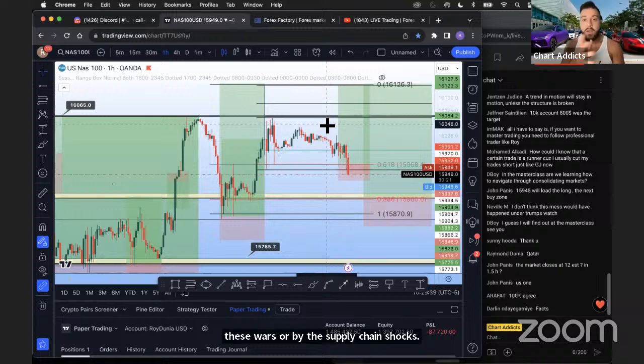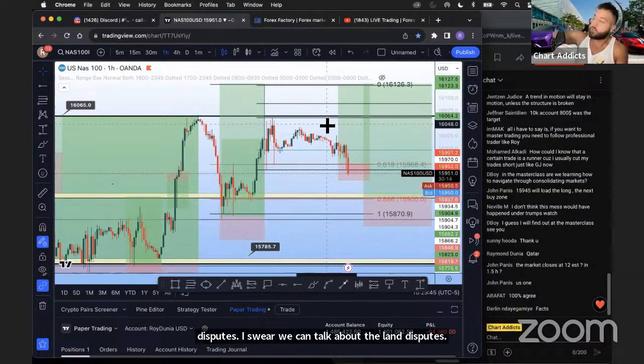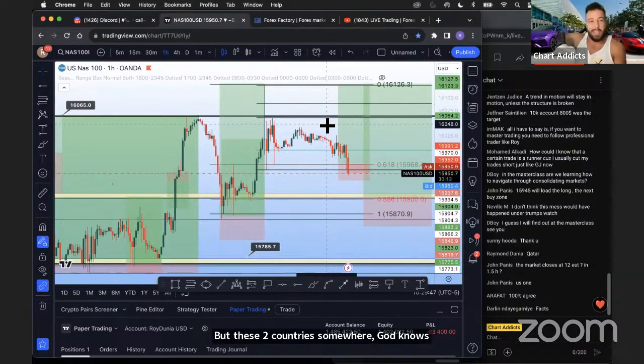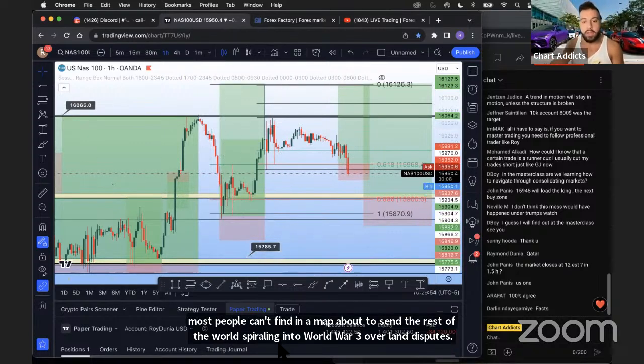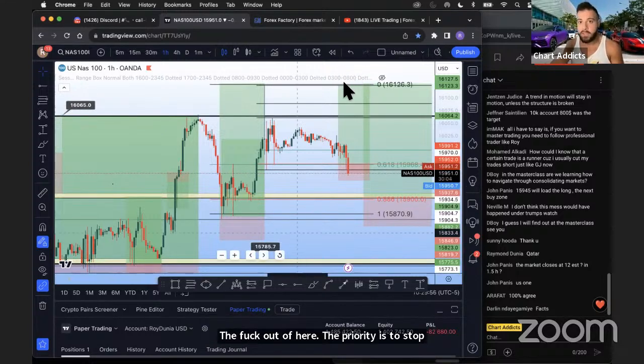Once we do that, then we can talk about land disputes. I swear we can talk about the land disputes. But these two countries somewhere, God knows where, that most people can't find on a map, about to send the rest of the world spiraling into World War III over land disputes, get out of here. The priority is to stop World War III, hands down.